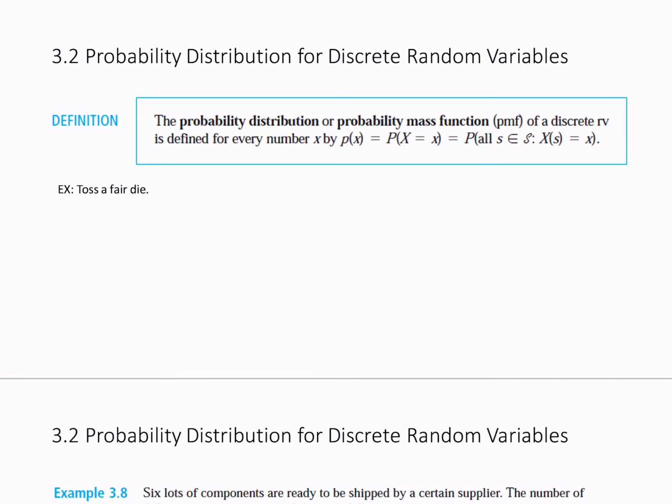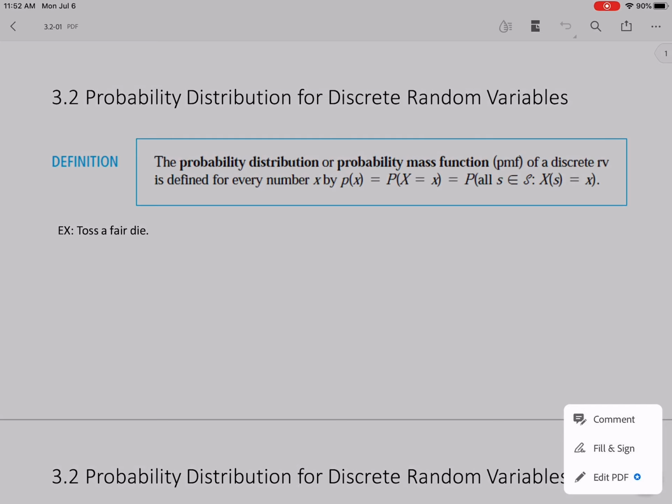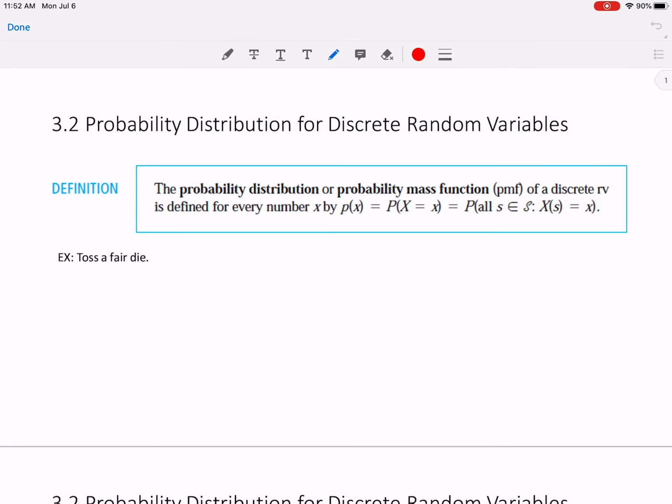Alright, in this video we're talking about 3.2, probability distribution, for discrete random variables. First of all, let's take a look at the definition. What is the probability distribution?